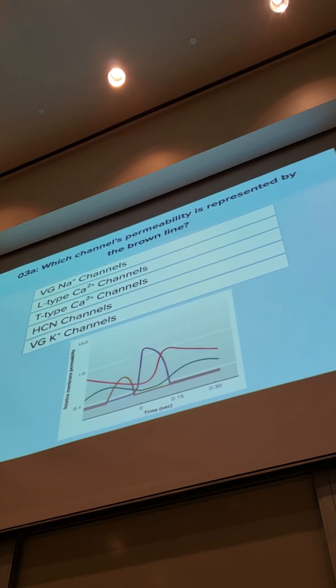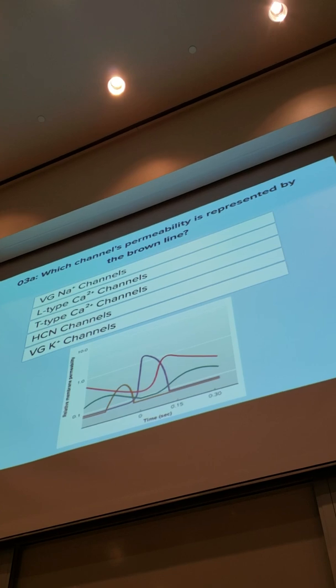But these channels here are opening and closing, right? You can see that. So, which is which? We'll just pick one to start with. So, which channel is represented by the brown line? Reason through this with someone close to you, and it may require that you figure out more than just one in order to put it in proper order. And VG stands for voltage gated.